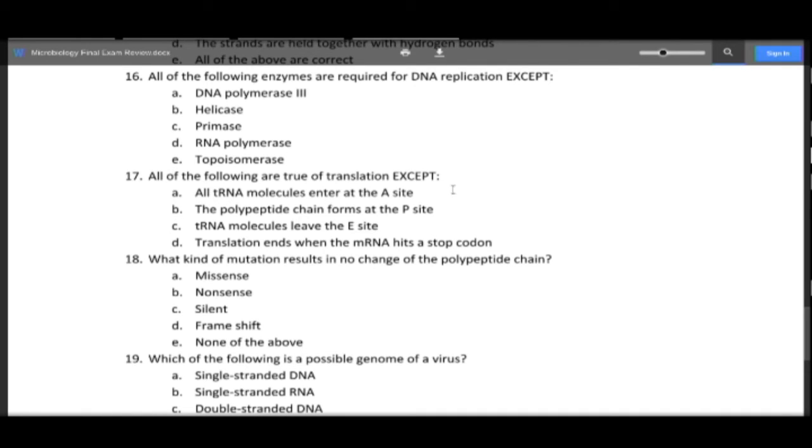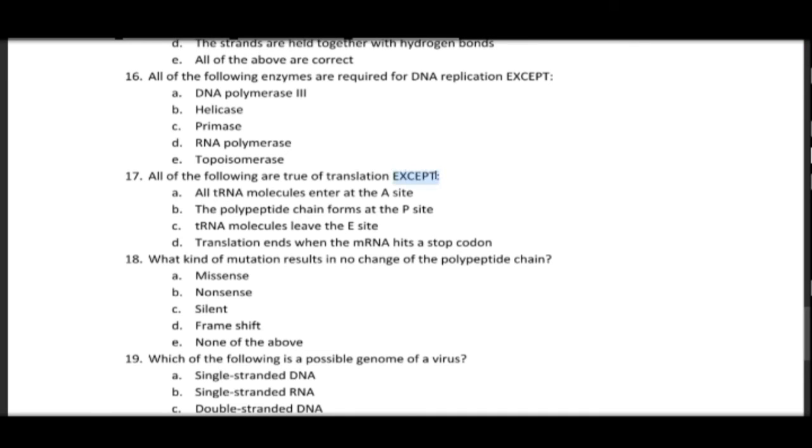So let's go through our answer choices. We're looking for an exception, so what's not right? A says all tRNA molecules enter at the A site. B says the polypeptide chain forms at the P site. C says tRNA molecules leave the E site. And D says translation ends when the mRNA hits a stop codon.